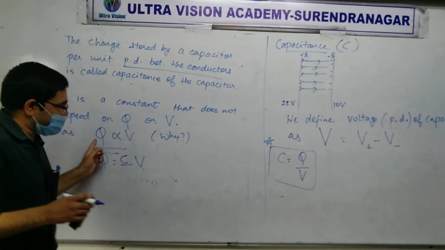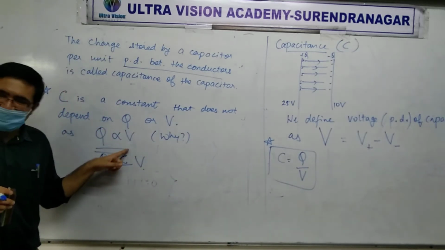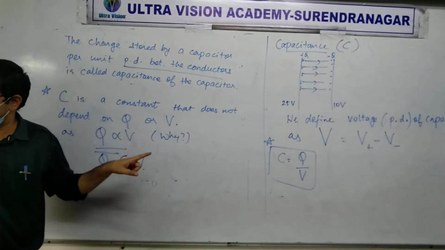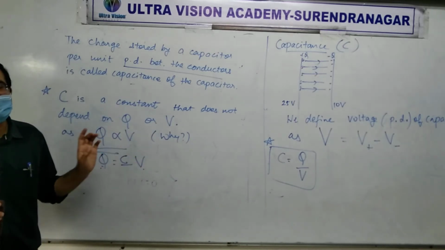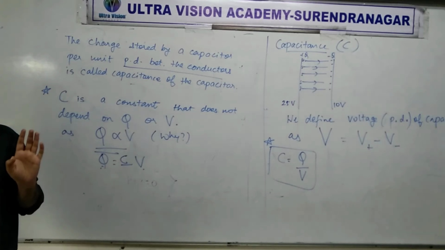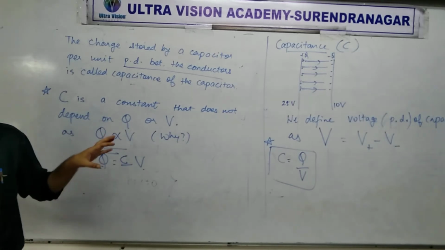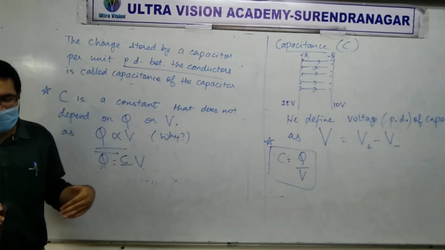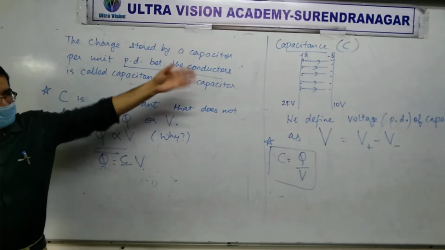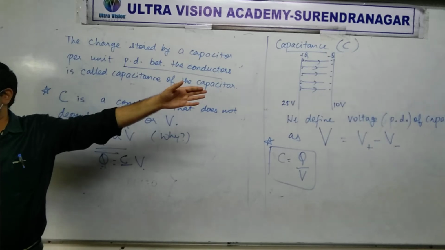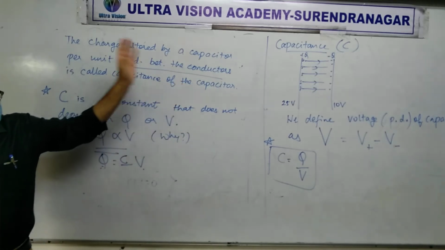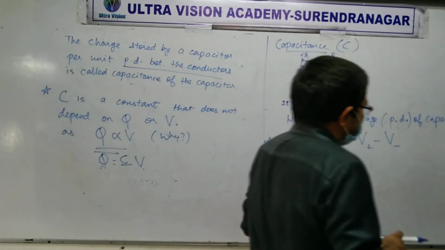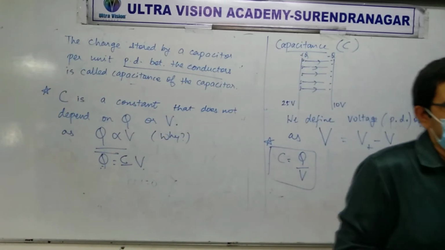Q decides E, and E decides potential difference. That's why Q is proportional to V. Right? This is a rough understanding, of course. When you actually derive the formula of capacitance in a particular case, for example this, at that time you will be able to explore it, and the reason will also become clear, since everything cancels out.